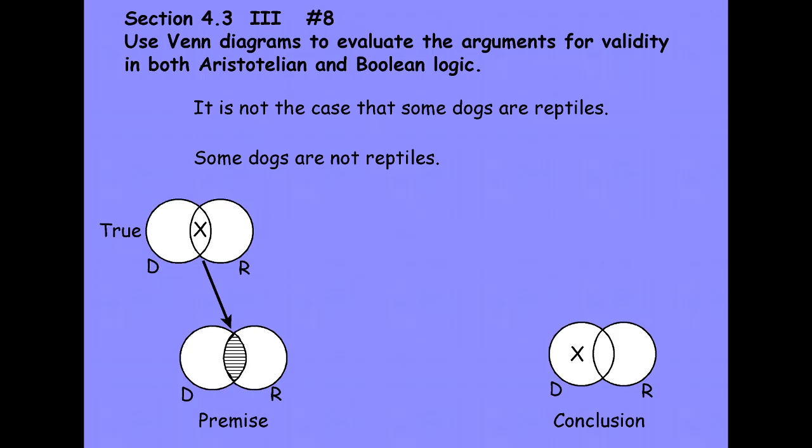So now I've got my premise diagram. I've got my conclusion diagram. My conclusion diagram tells me in order for the world to guarantee that my conclusion is true, there has to be at least one thing. It is a dog. It's in the D circle. It is not a reptile. It is outside of the R circle. I need an X right in here.